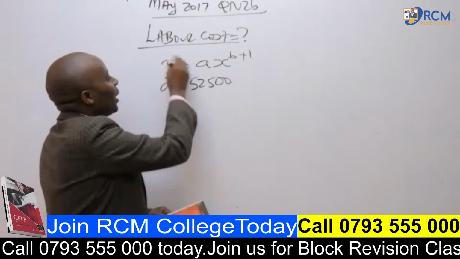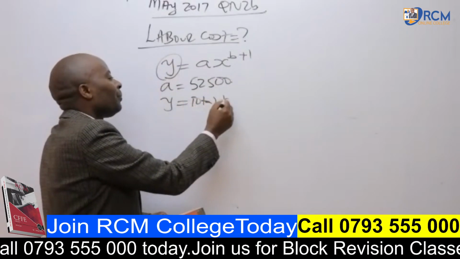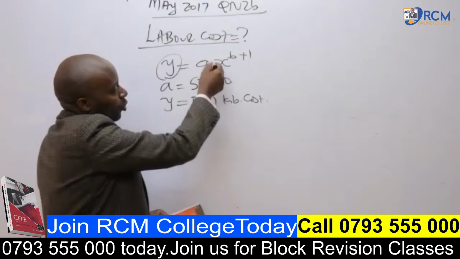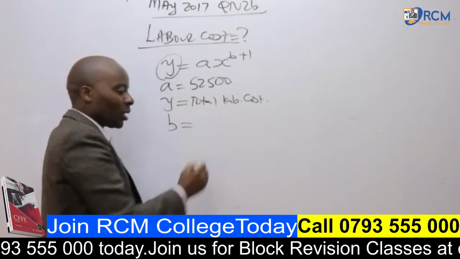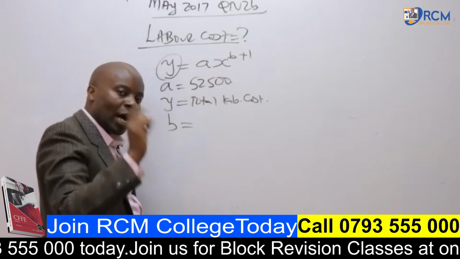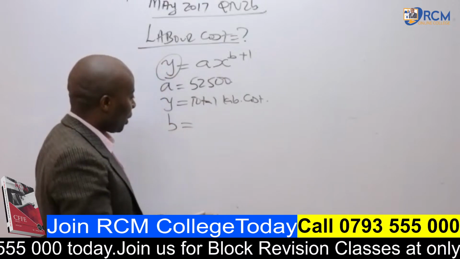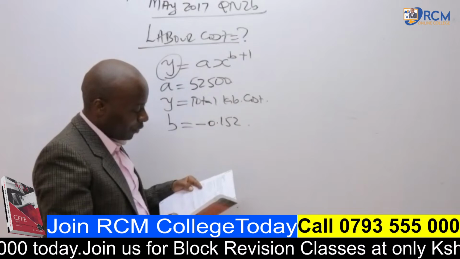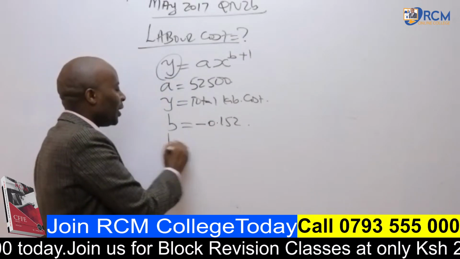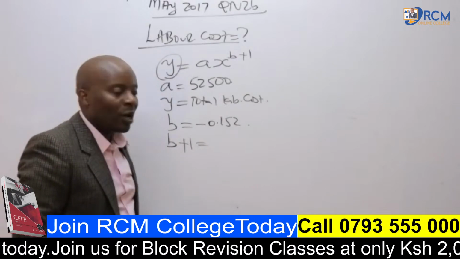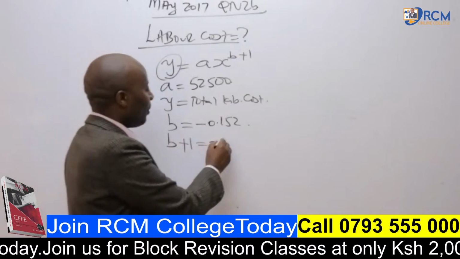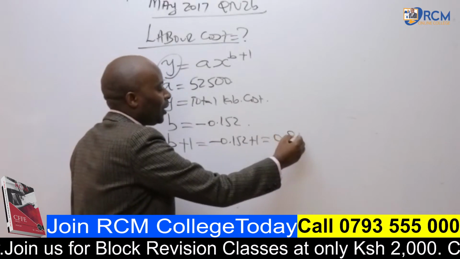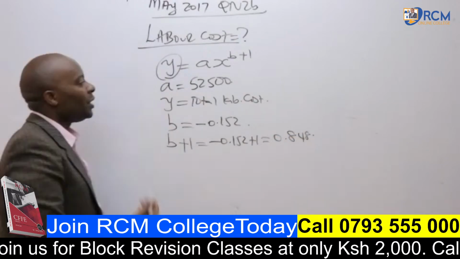So meaning that automatically Y here will be the total labor cost. And then of course we know X is the cumulative output. We know B is the learning index, whose value will always be ascertained by us taking log R divided by log 2. But unfortunately or fortunately, they gave us this value automatically as negative 0.152. So the next thing will be for me to get B plus 1, where B plus 1 will be minus 0.152 plus 1, which will give me 0.848.